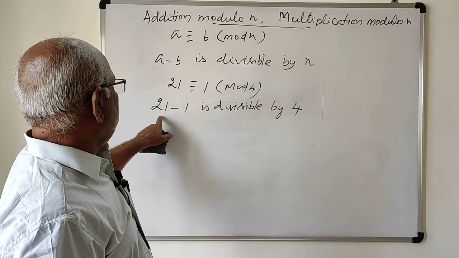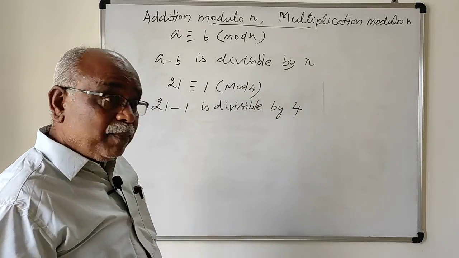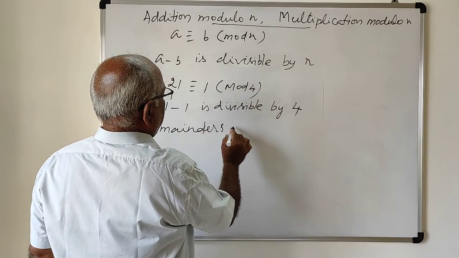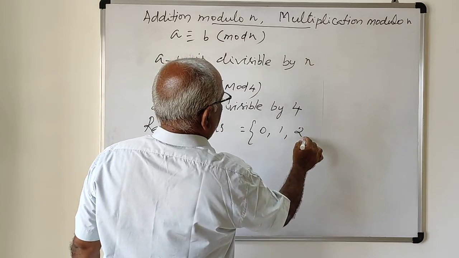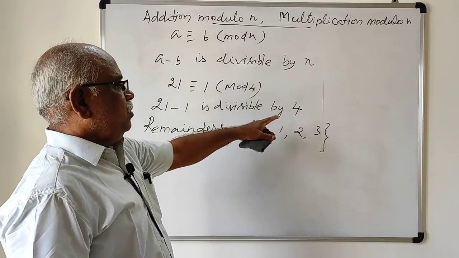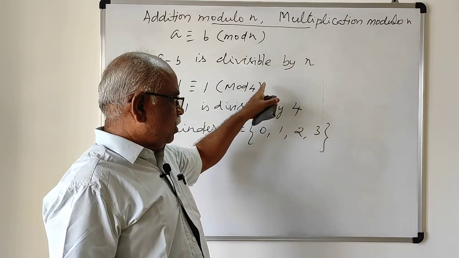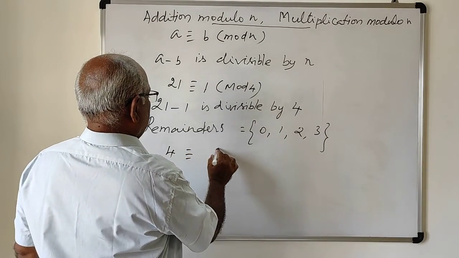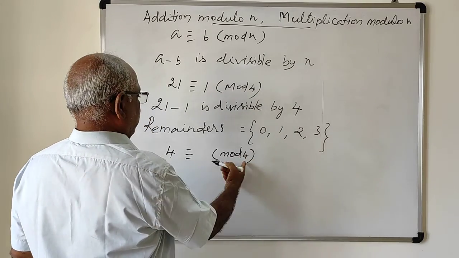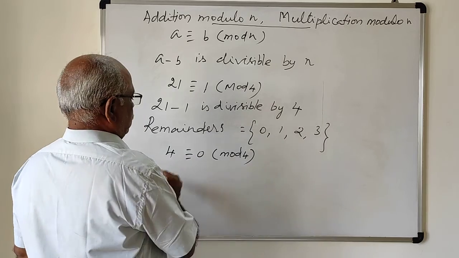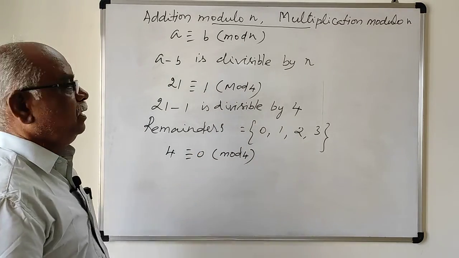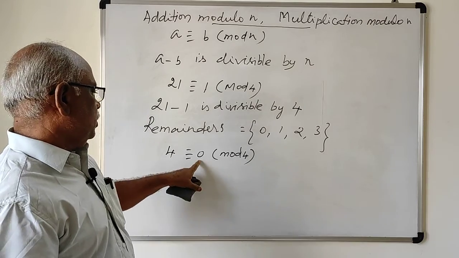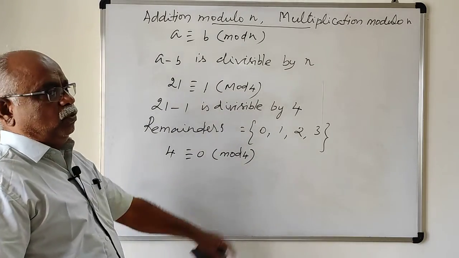One more thing. If a number is divided by 4, mod 4, the remainders are 0, 1, 2 and 3 only. Because if 4 is the remainder for modulo 4, it's again divided by 4, it leaves the remainder 0. Therefore, 4 mod 4: 4 divided by 4 is quotient 1, remainder 0. So 4 congruent to 0 mod 4, 0 is the remainder, or 4 minus 0 is divisible by 4.